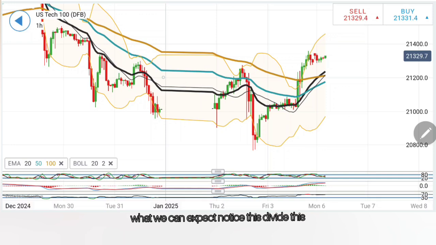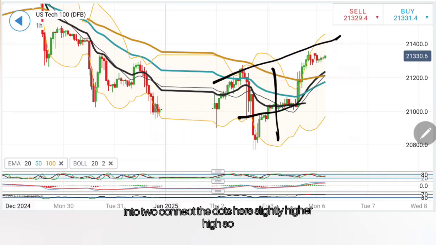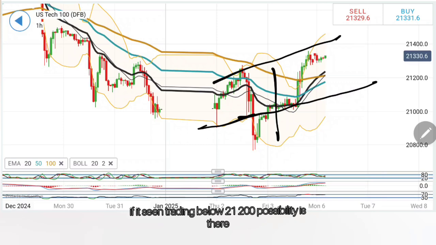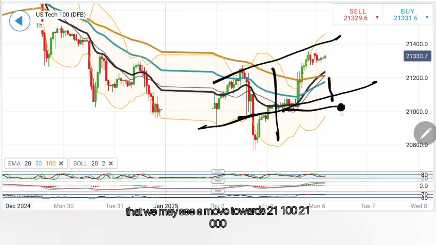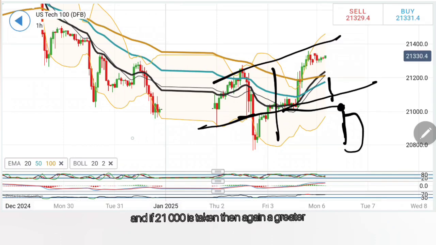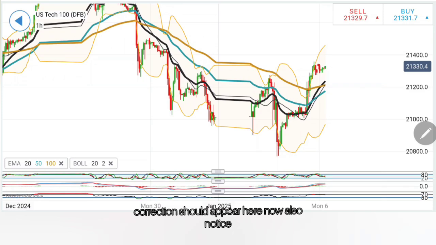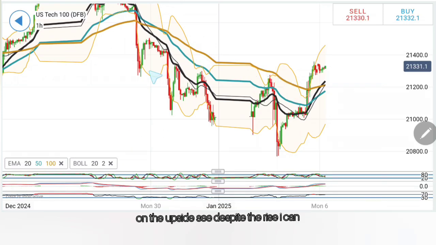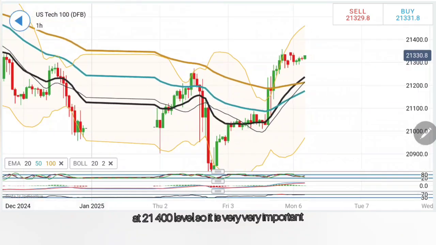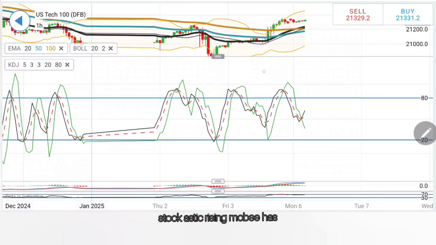Now what can we expect? Notice this, divide this into two, connect the dots here, slightly higher high. So if it is seen trading below 21,200, there is a possibility that we may see a move towards 21,000. And if 21,000 is taken, then again a greater correction should appear here. Also notice on the upside, despite the rise, I can see a bit of resistance coming into the picture at 21,400 levels. So it is very important for it to break beyond this zone, 21,360, 400.